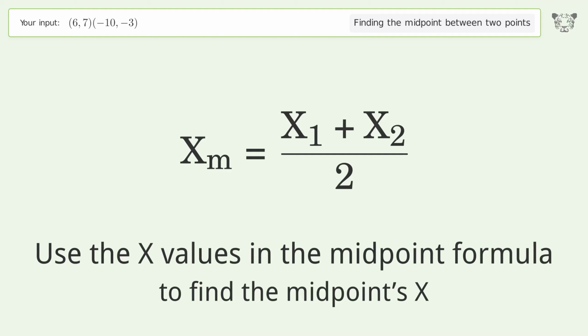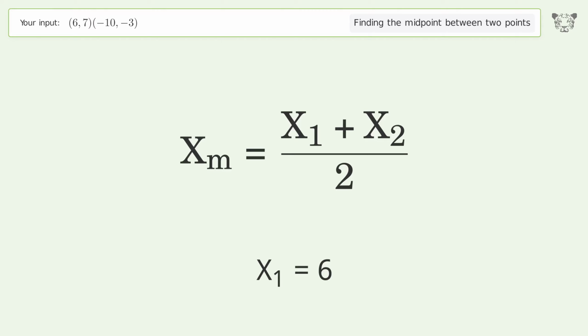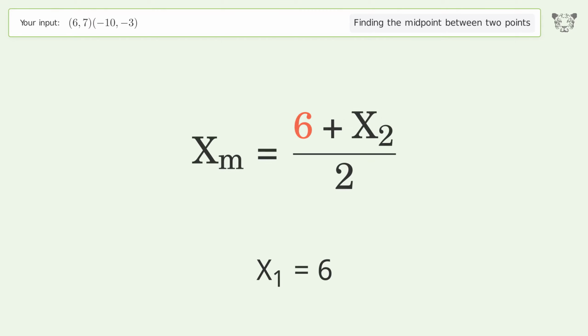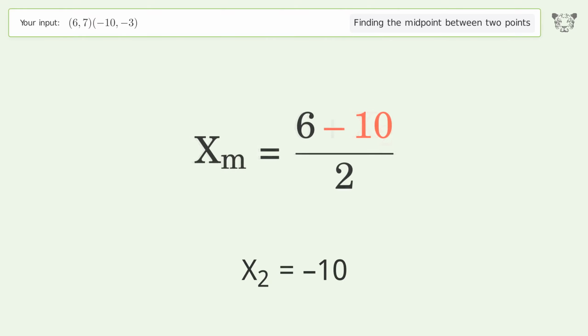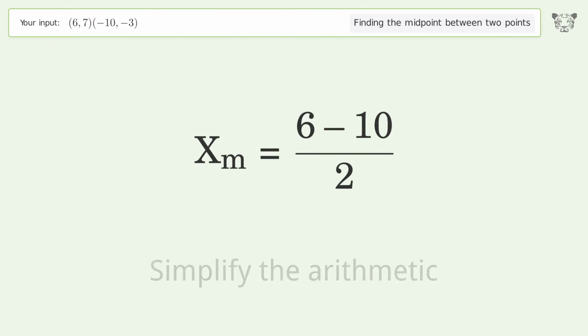Use the x values in the midpoint formula to find the midpoint's x. x1 equals 6. x2 equals -10. Simplify the arithmetic.